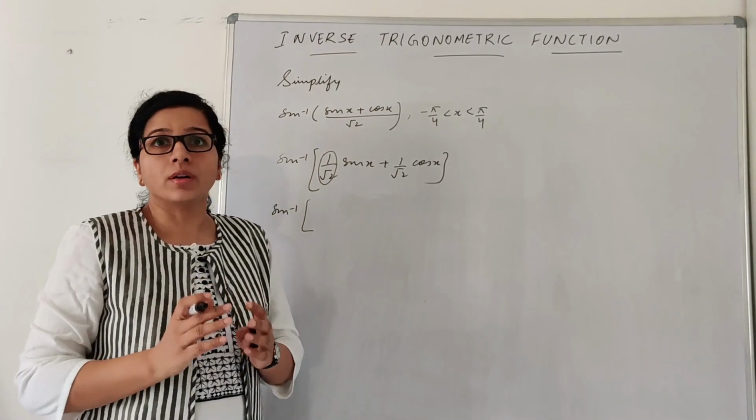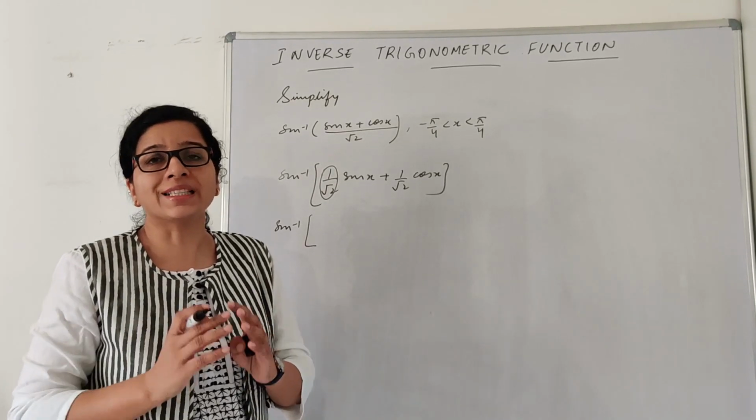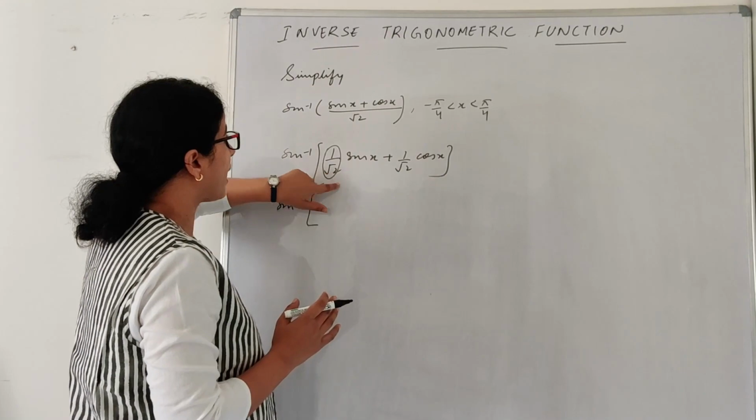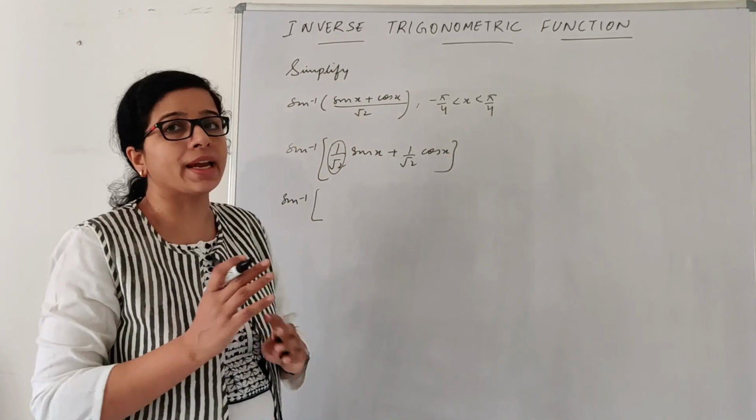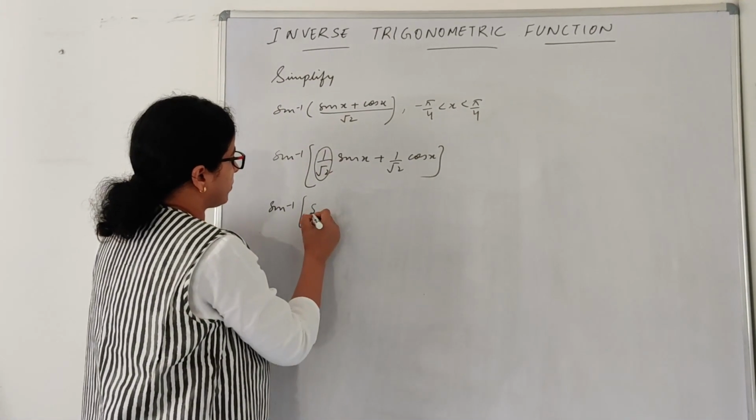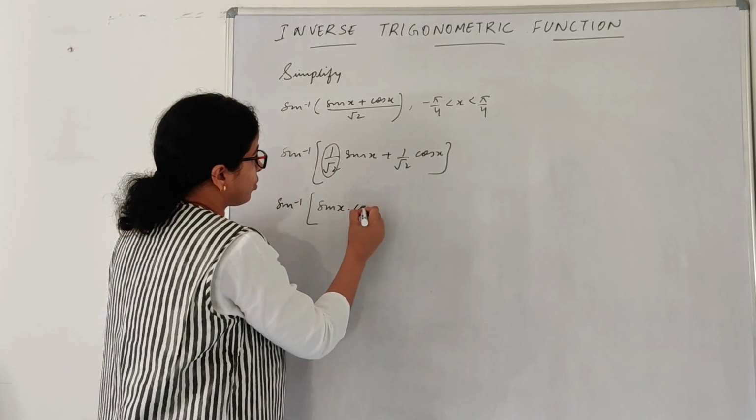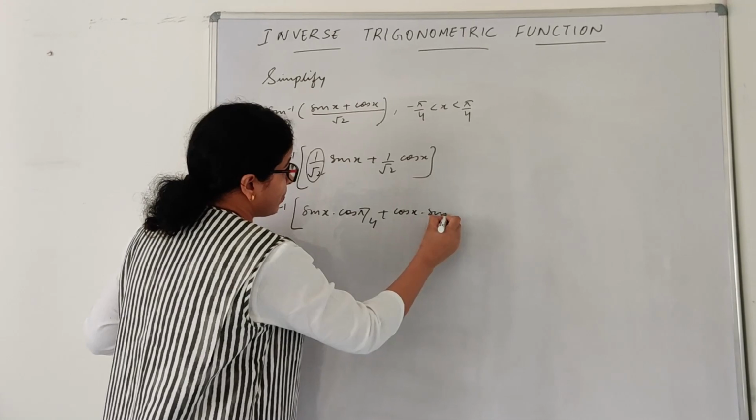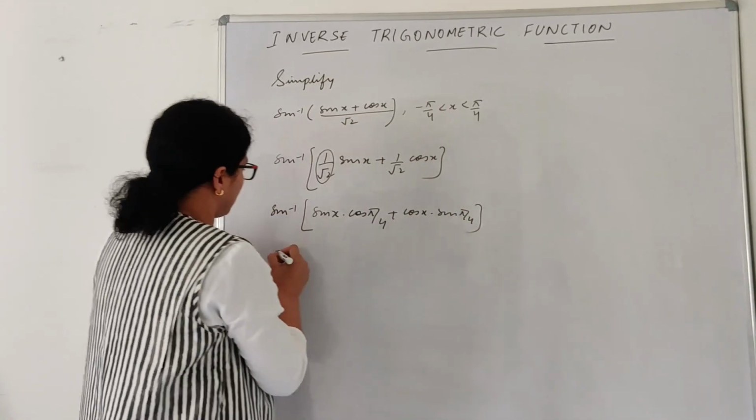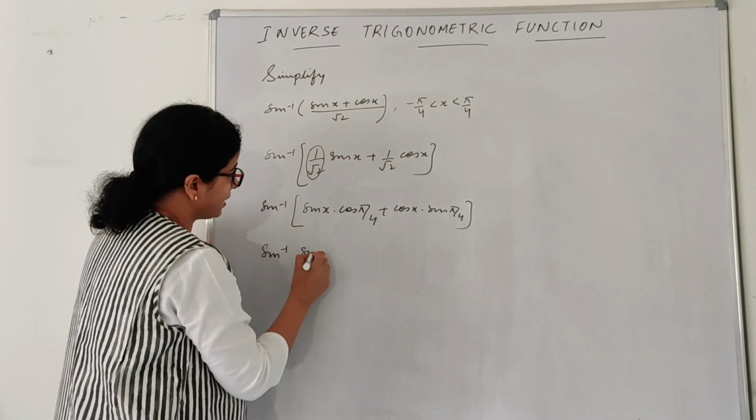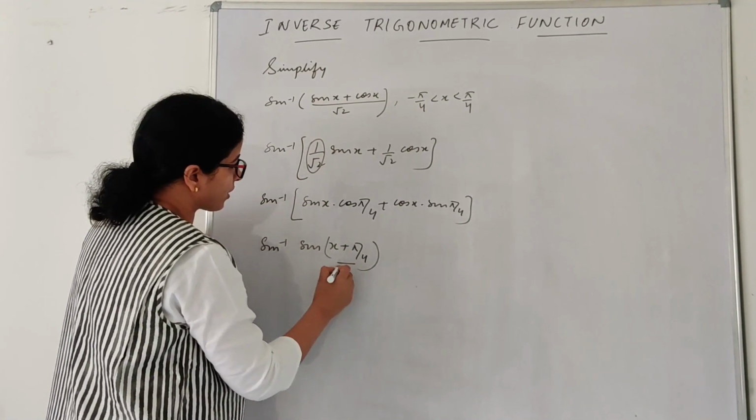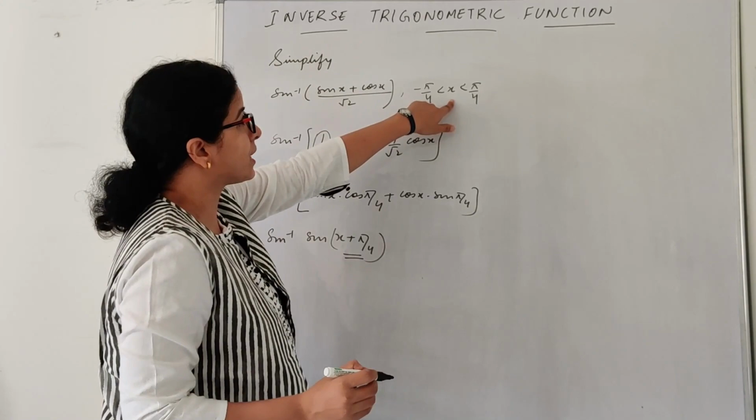It is for cos pi by 4 also as well as sine pi by 4, but I am using it here for cos pi by 4 because I want my expression to be in the form of sine of a plus b. So sin x into cos pi by 4 plus cos x into sine pi by 4, sine inverse of sine of x plus pi by 4. Now I have to check whether this angle lies in this range or not.